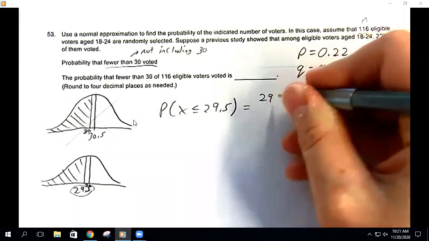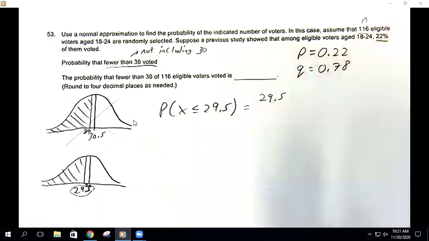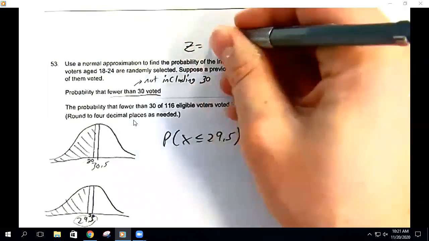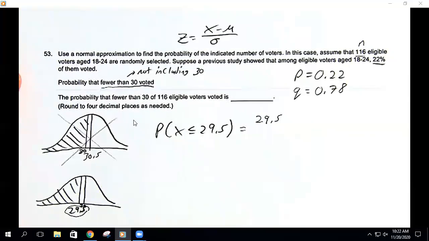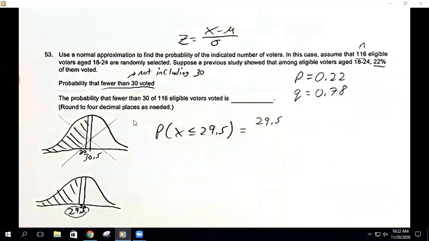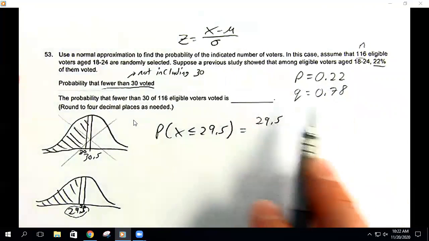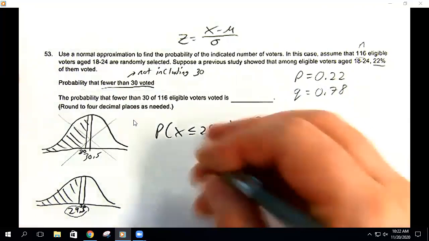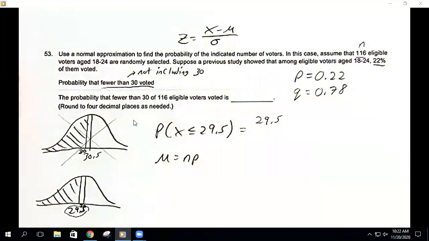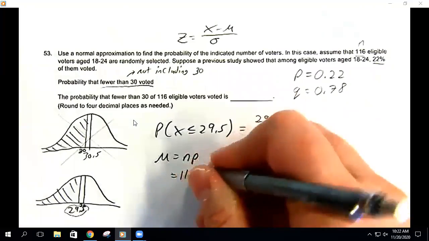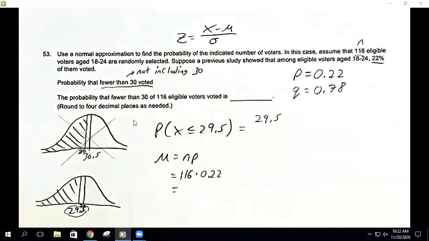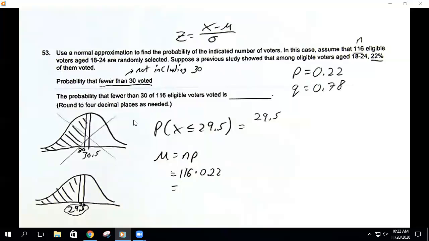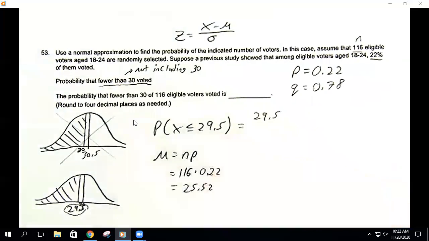To use this, we have to convert it to a z-score. A z-score is x minus mu, but we haven't found mu yet, divided by sigma. So to find mu and sigma, those two unknowns for the z-score, we'll use the formulas that we gave at the start of class. So mu is just equal to n times p, sample size times probability of success. In this problem, n is 116 and p was 0.22. If we multiply those two, we will get 25.52.